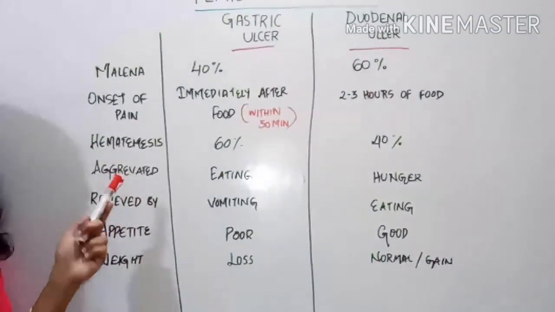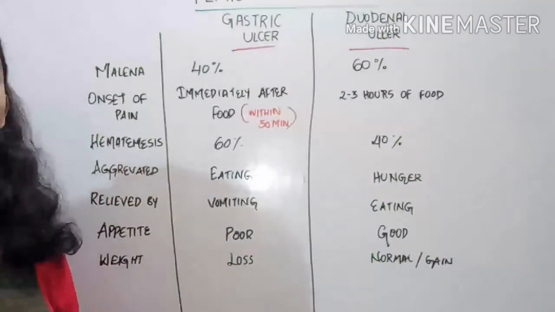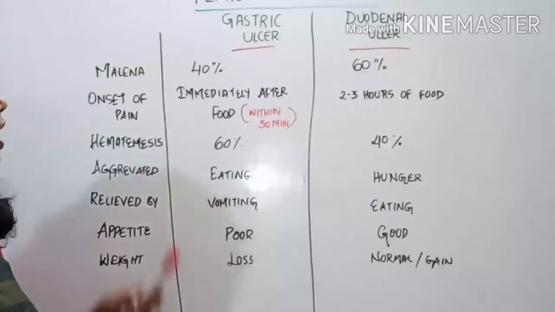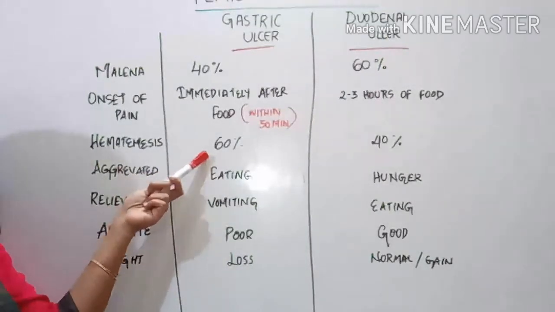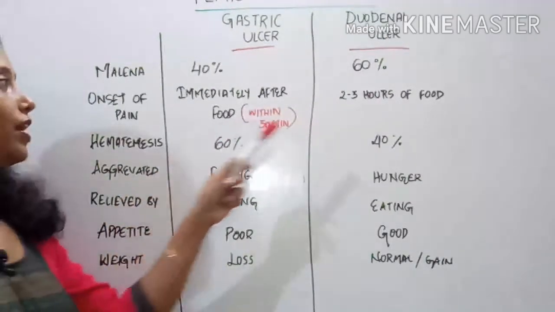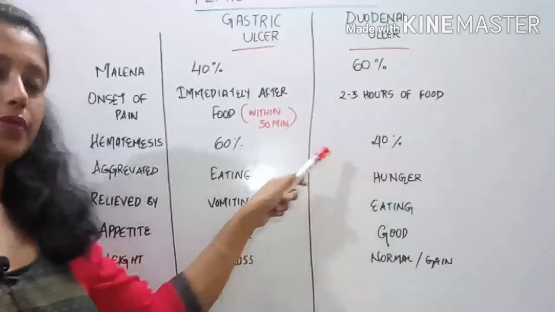Next is hematemesis. Hematemesis is blood in vomitus. So the chance of this in gastric ulcer is 60%, whereas in duodenal ulcer it is 40%.